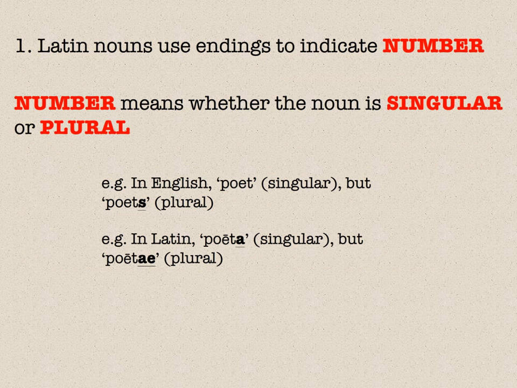So now we're going to look in more detail at those 3 differences between Latin nouns and English nouns. The first thing we're going to look at is the number. The number of the noun indicates whether the noun is singular or plural. In English, this is really easy. For most words, we just add an S. So in English, poet is singular, but poets is plural. In Latin, you'll notice from the example that the ending of the word helps you work out whether the noun is singular or plural. So in Latin, poet is poeta, but poets is poetae.